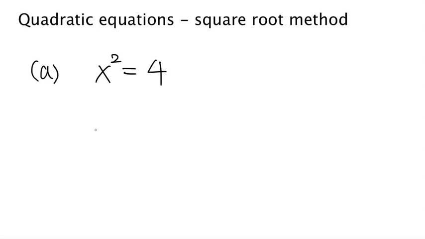Now, someone might say the answer is 2, because 2 squared equals 4. But that answer is only partially correct, because there is a second solution. The second solution is negative 2, because negative 2 squared is also 4. Negative 2 times negative 2 is positive 4. Okay, so there are two solutions, positive 2 and negative 2.